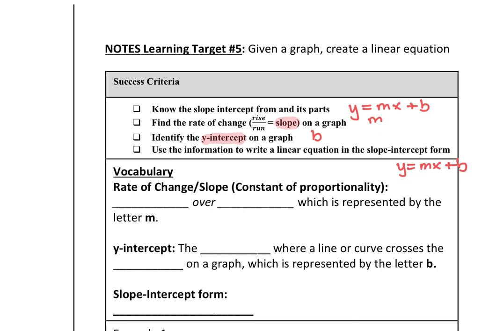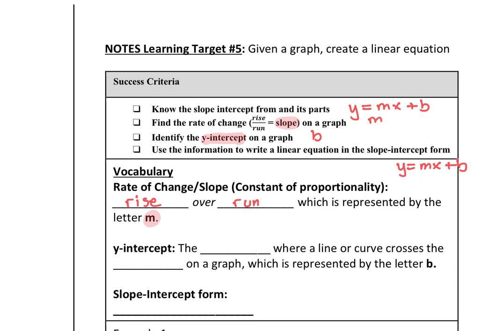So rate of change, also known as slope, and constant of proportionality is what over what? Good job, guys. That's rise over run. Okay, which is represented by the letter m. So if you have your highlighter, go ahead and highlight that.